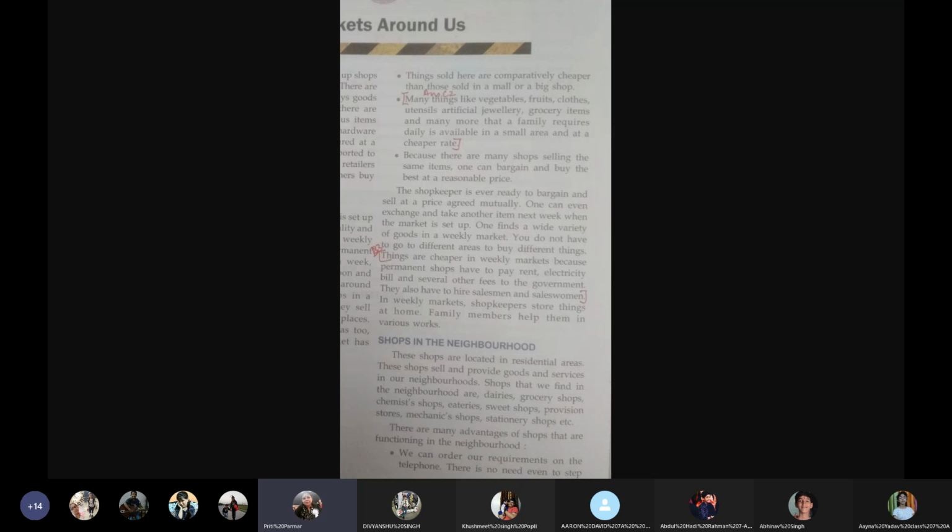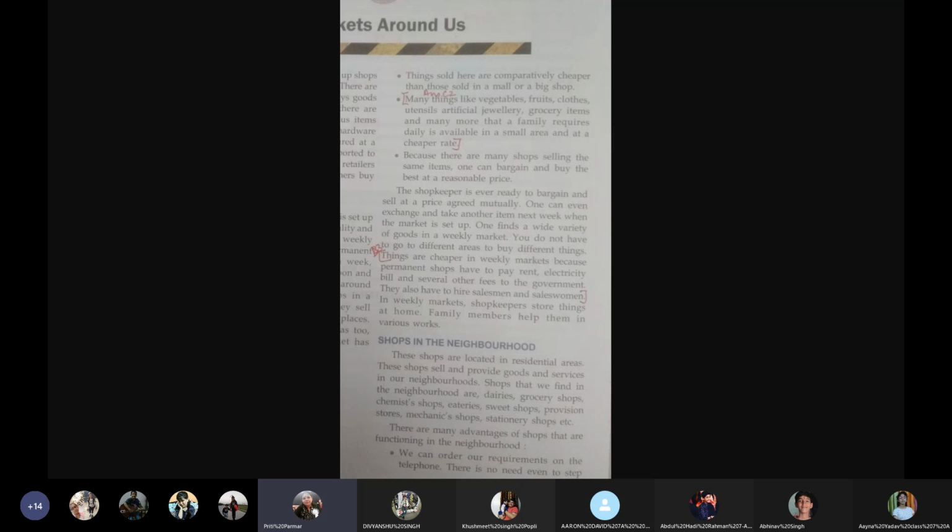But since these weekly markets are set up on the road, they don't have a proper shop to maintain, they don't have to pay the electricity bill, they don't have to keep any salesperson around. So all this helps them to keep the things reasonable, and that is why the shopkeepers are ready for the bargain. Not the shopkeepers especially, basically the owners of those small areas where they spread their goods. Okay, so and in these weekly markets, the things which they are going to sell, they don't keep it anywhere else, they keep it in their house only.